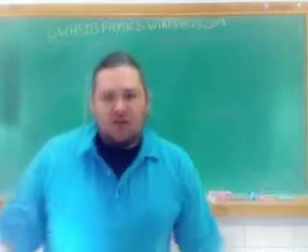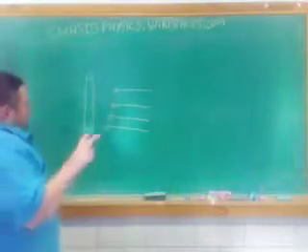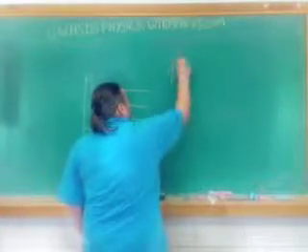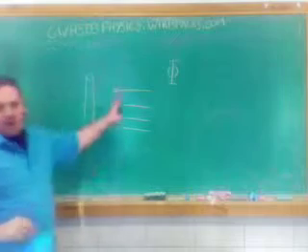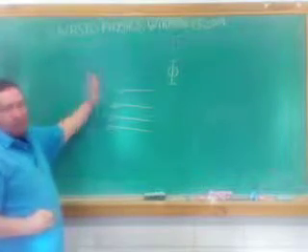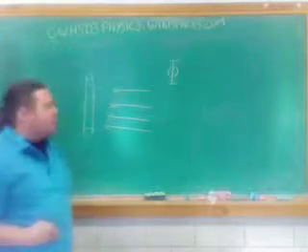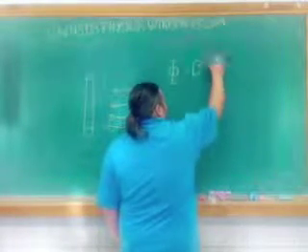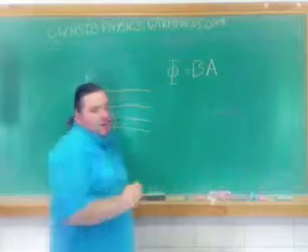Okay. So when we talk about flux, we're talking about the amount of magnetic field lines, basically, that travel through a cross-sectional area. So the generalized equation is the amount of field that travels through an area.